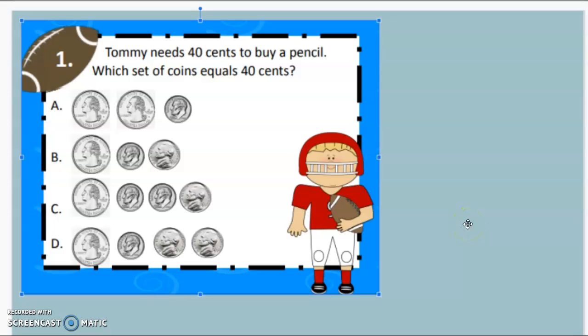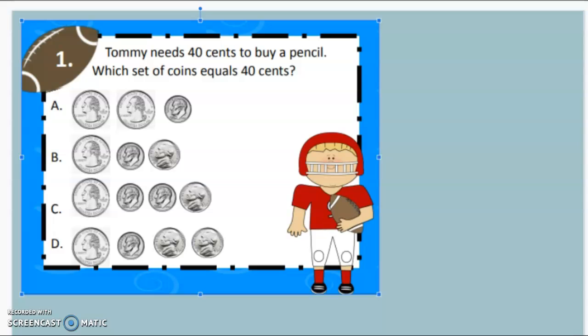All right, let's look at this first question. This is an example of what a question would look like on your unit assessment and how you are going to be assessed over understanding a collection of coins and being able to count them, okay? So Tommy needs 40 cents to buy a pencil. Which set of coins equals 40 cents?